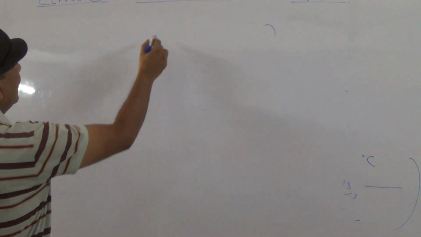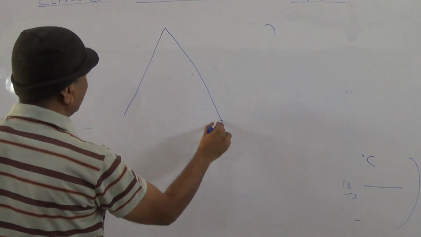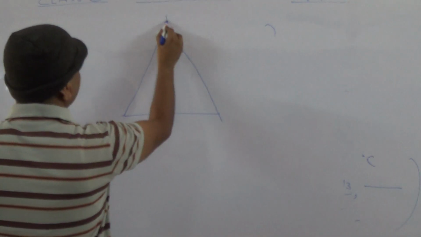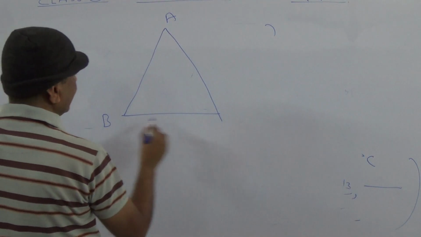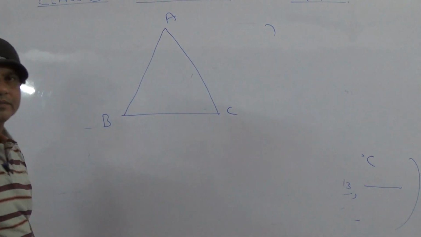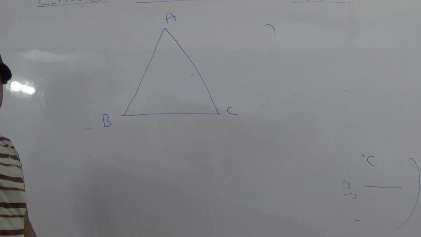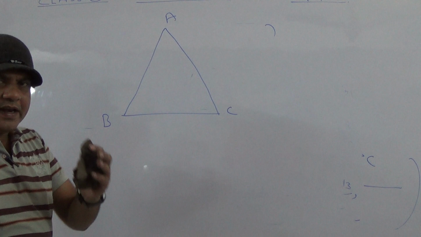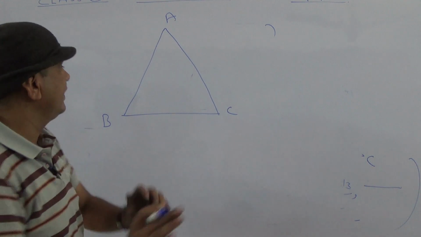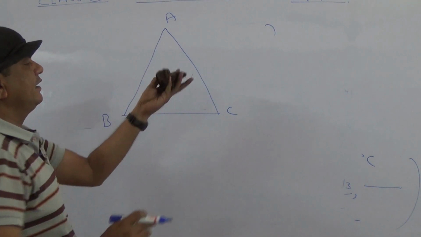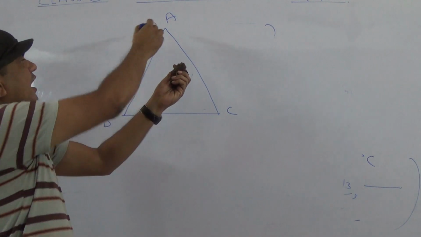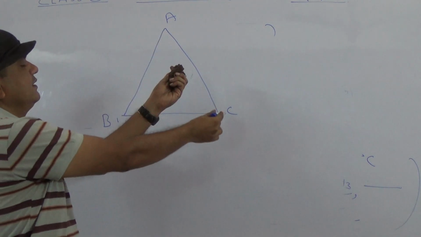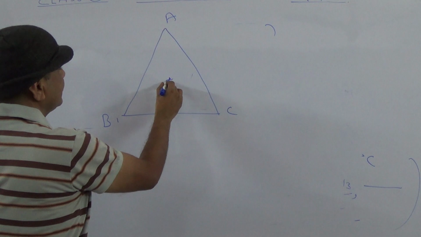Now one more, tetrahedron. ABC is a triangle. ABC are vertices of a triangle. Now D is any point not lying in this plane, and this is called D. Now joining AD, BD, CD.